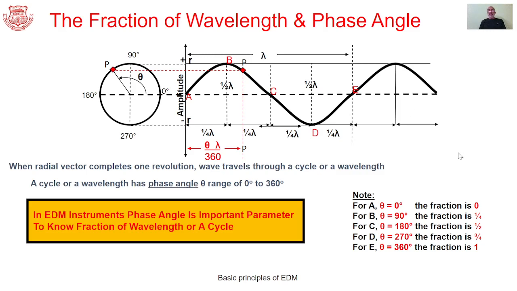So these respective fractions may not be simply related with A, B, C, D, E, but it could be related somewhere at intermediate point P. So for such intermediate location, the fraction can be considered in terms of the respective phase divided by 360 degrees multiplied by the wavelength. This consideration is very important in order to determine the fraction of the wavelength during the distance measurement.